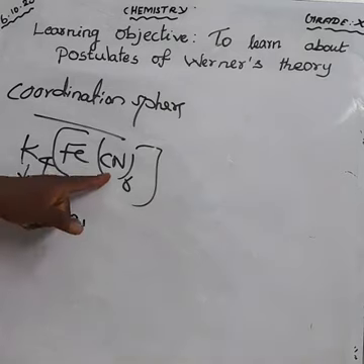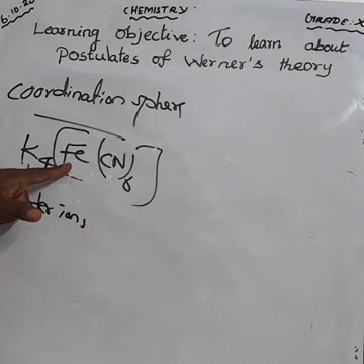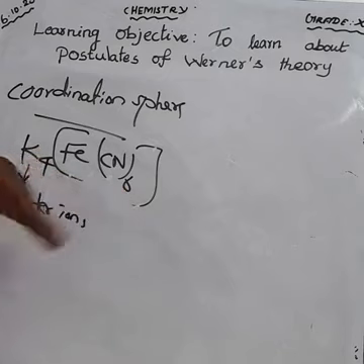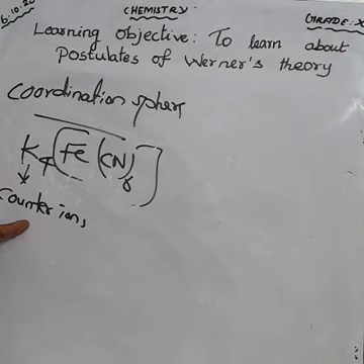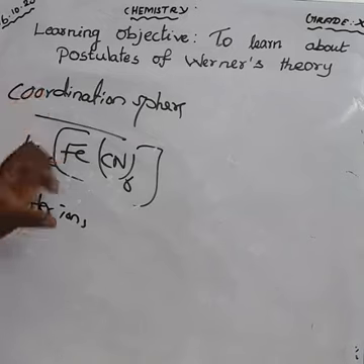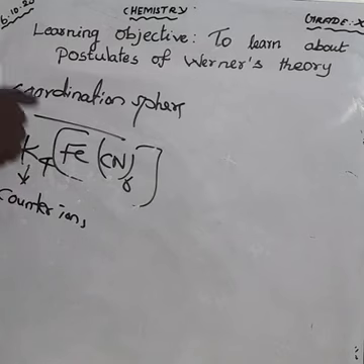Here, CN is the ligand attached to the central metal ion Fe2+, and totally this is called the coordination sphere. One more ion must be present outside the sphere, and that is called the counter ion. The coordination compound K4[Fe(CN)6] contains the complex [Fe(CN)6]4-, referred to as the coordination sphere. K+ is associated with it and is called the counter ion.